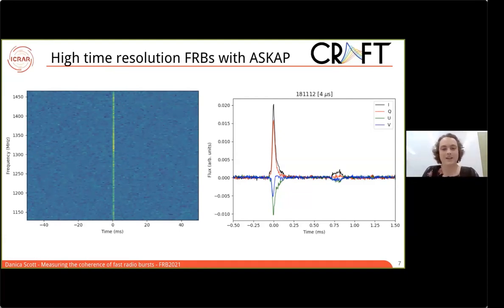So if you have only 1 millisecond data for an FRB such as this one, you would think that it's just a single spike, and you wouldn't be able to resolve out the features in here that you can only see at high time resolutions.